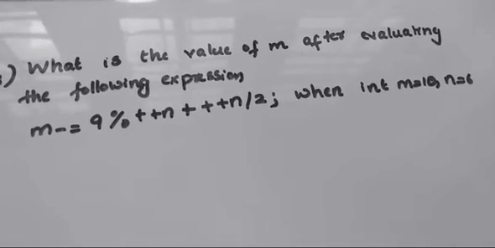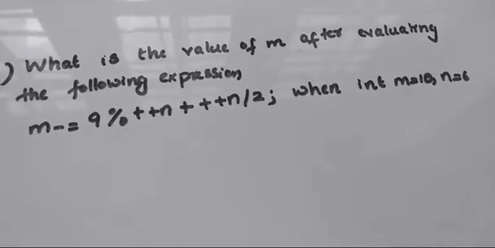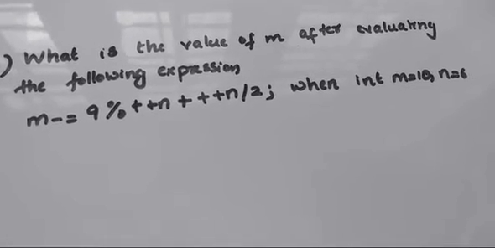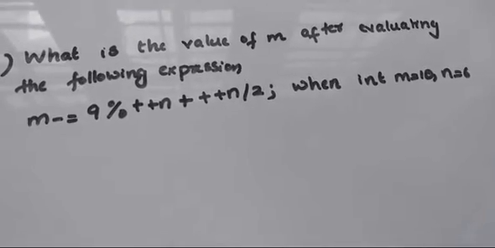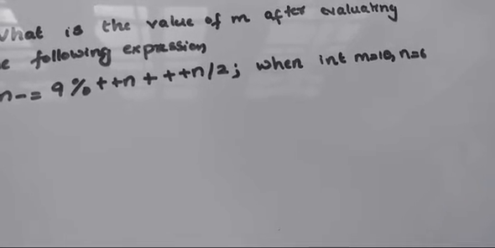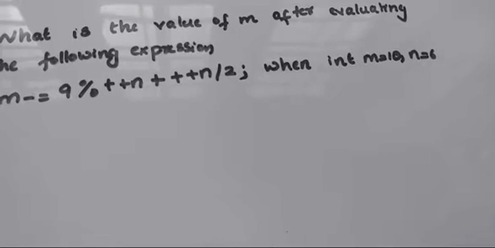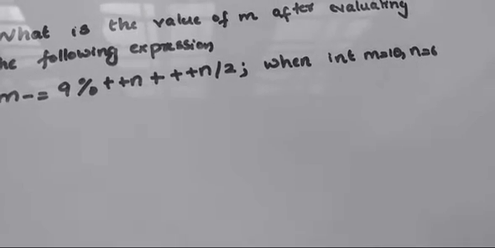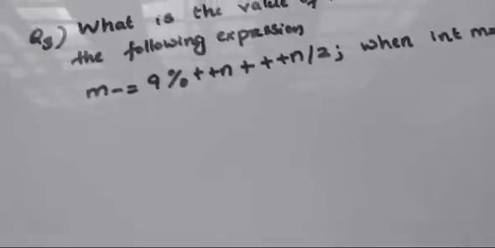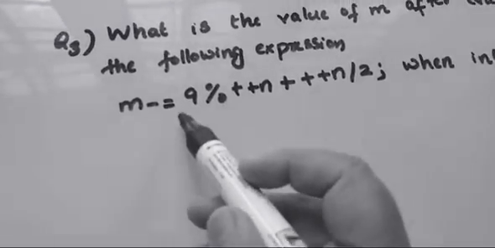So this is the next question. What is the value of m after evaluating the following expression? m -= 9 % ++n + ++n / 2, when int m = 10, n = 6. Here there are two values, m and n, and you want to substitute these values in this expression. So let's see. What is the meaning of m minus equal?